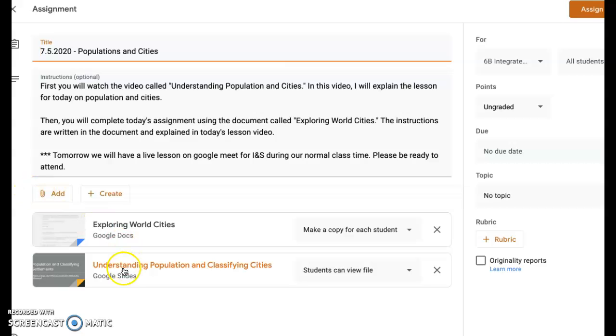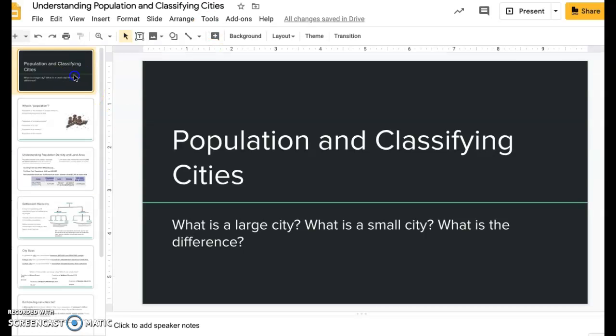So in order to understand urbanization and how it affects cities and populations of people, we first need to understand population. And so we're going to be going through that in our slideshow today. And then after that, you're going to have a short little exercise about population in cities. So the first thing we need to understand is population.